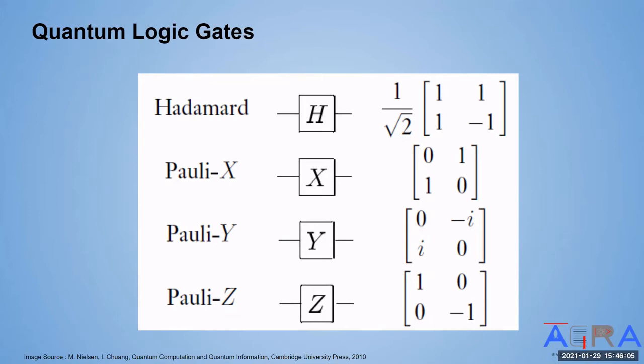Here I show you some basic gates. The Hadamard gate is a very special gate, which creates superposition of qubits, which we just saw. And there is another gate, the CNOT gate, which creates entanglement. The X gate is very similar to the NOT gate in classical logic gates. The Z gate is a phase flipping operation gate. It flips the phase when the qubit is in the quantum state one.